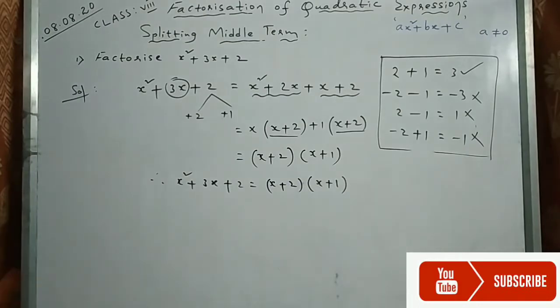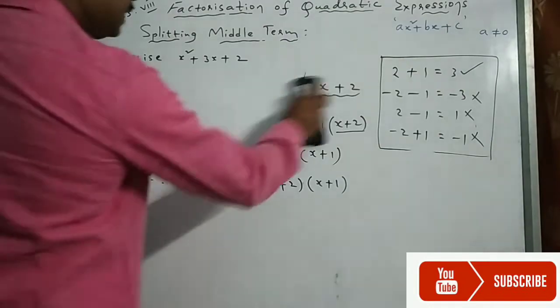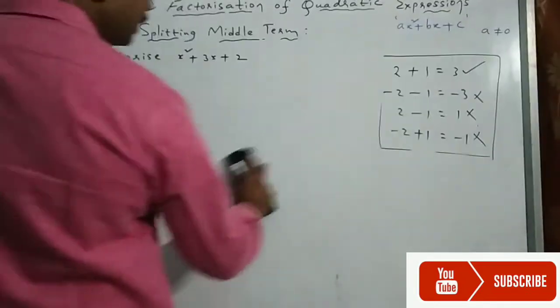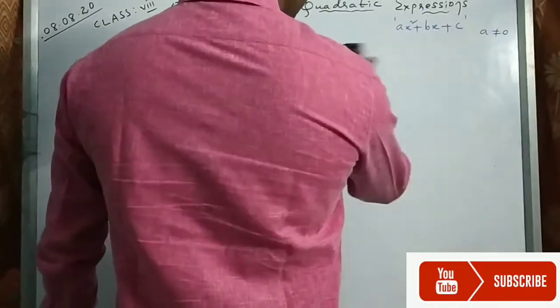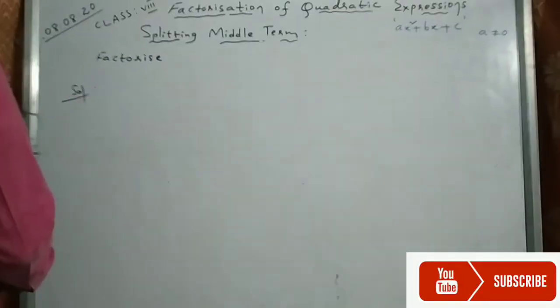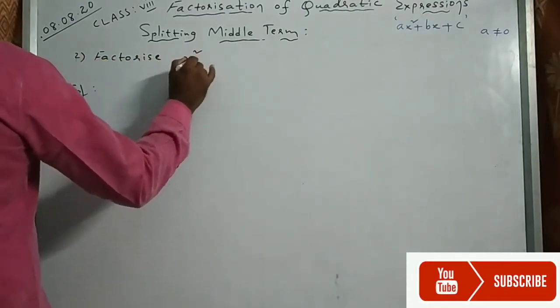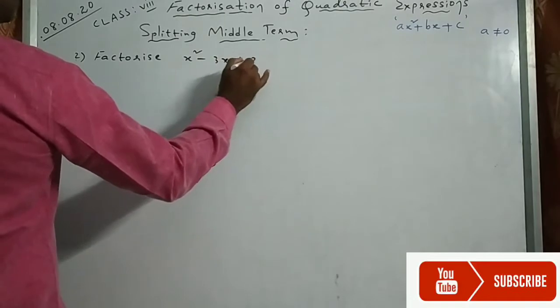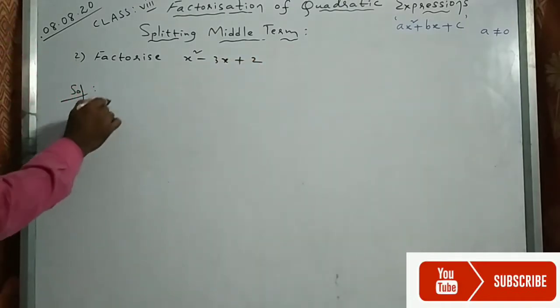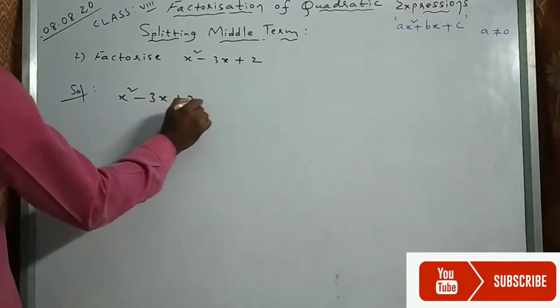Okay, let us see one more. Listen, try to understand the method because it is a very important procedure. Splitting middle term is very important. Okay, so I will take the second one. x square minus 3x plus 2. I just changed the symbol there. Take x square minus 3x plus 2.